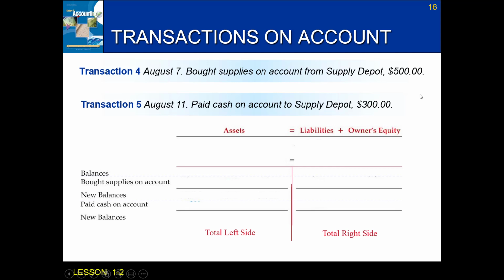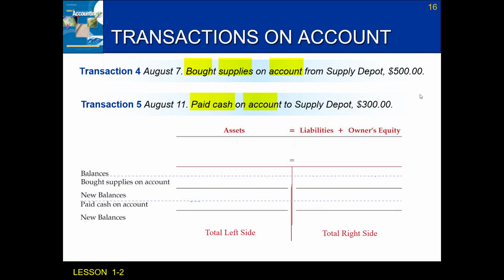The last types of transactions we'll practice working on are transactions on account. So again, I'm going to look for the keywords that match up to an account title. In transaction number 4 on August 7th, it says I bought supplies on account from Supply Depot. So my first keyword I found was supplies, and then my next 2 keywords I saw were bought on account.